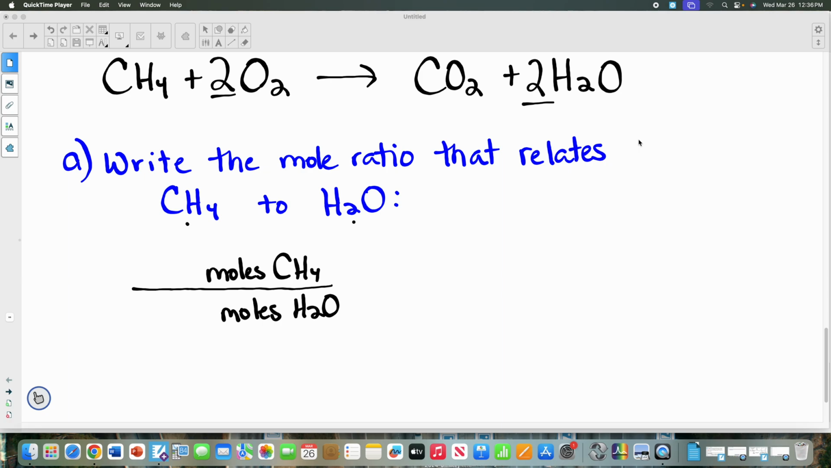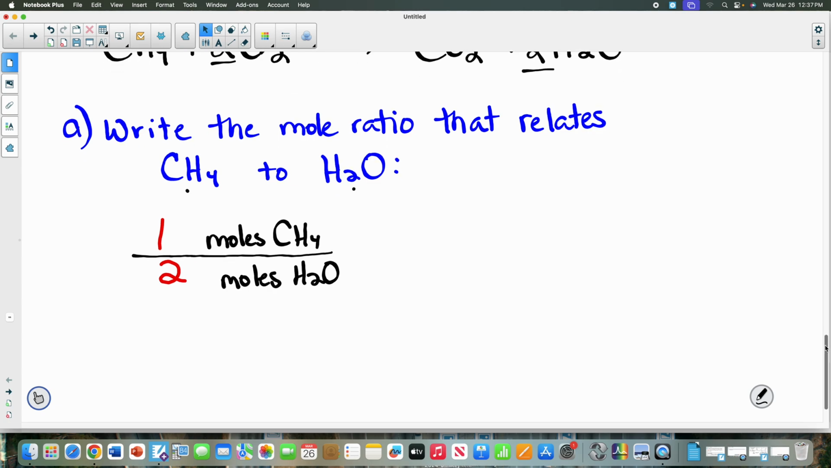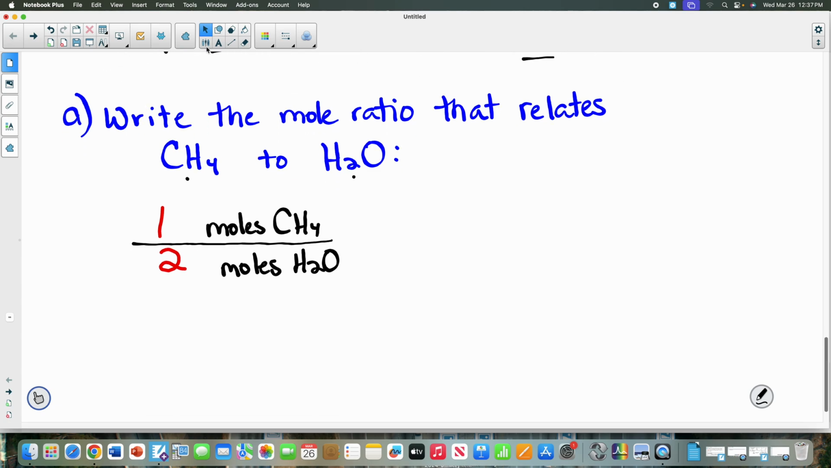Right, so if I have moles of CH4 on top, what number is going to go here? What goes here? 2. Okay. Good. Now, part B.